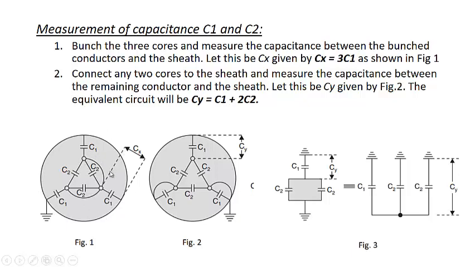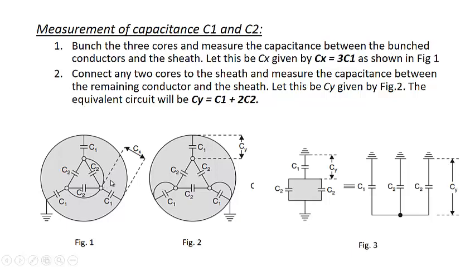And when you measure the capacitance from these points, you will get Cx, and that Cx will be actually the parallel combination of the C1s. That means Cx will be equal to 3 times C1. So from here, bunch the three cores, that is conductors, and measure the capacitance between the bunched conductor and the sheath.